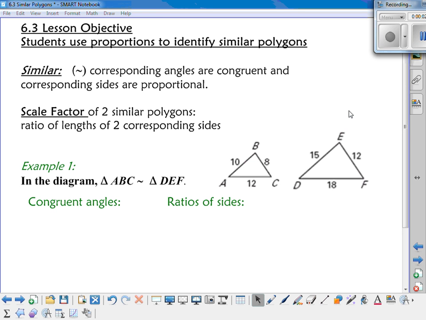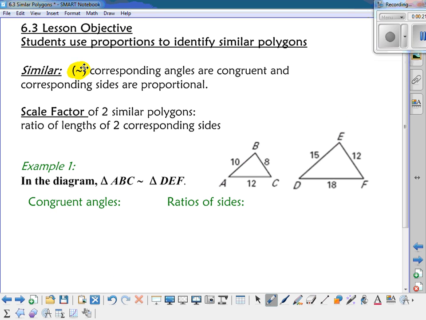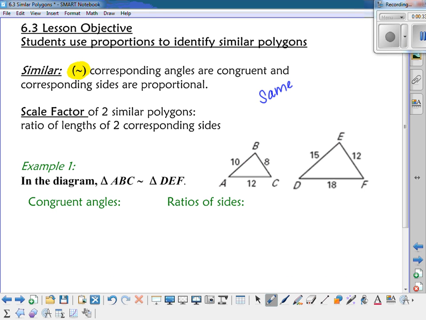The lesson objective for this video: students use proportions to identify similar polygons. So first of all, what is similar? Similar means that I have two figures where the corresponding angles are congruent and the corresponding sides are proportional. And the symbol to represent that something is similar is this little tilde or squiggly line. So the angles are congruent, the sides are proportional. What that means is basically they're going to be the same shape, but they may be a different size.